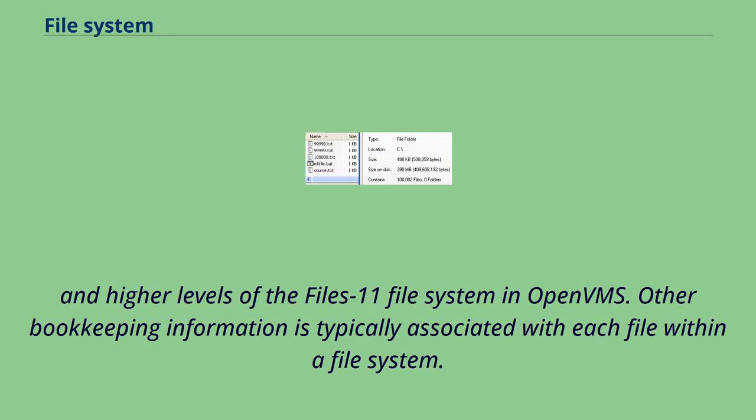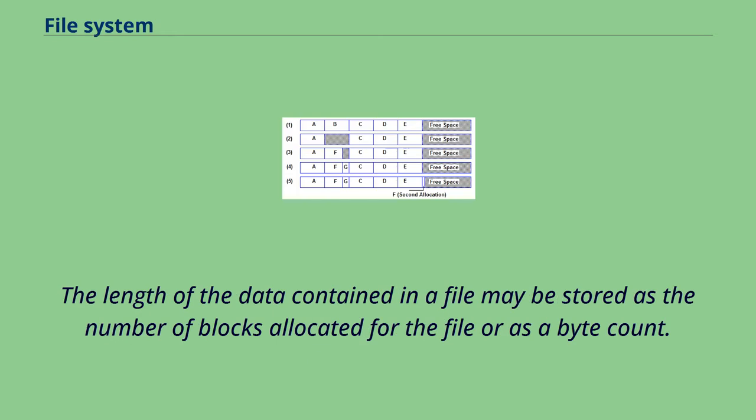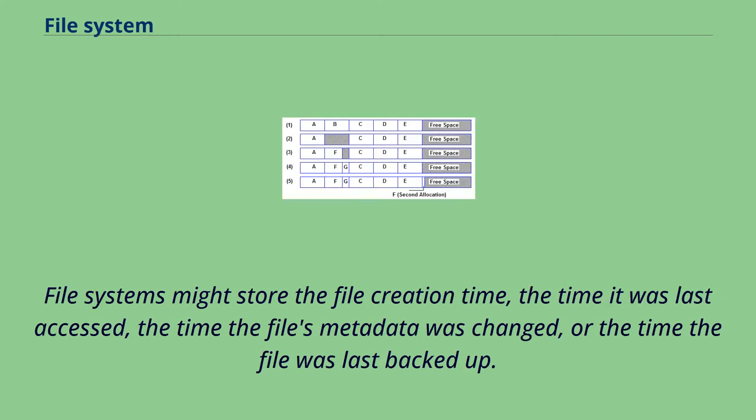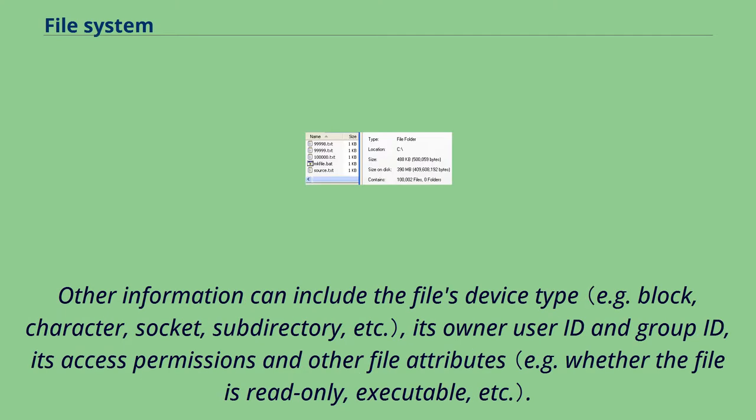Other bookkeeping information is typically associated with each file within a file system. The length of the data contained in a file may be stored as the number of blocks allocated for the file or as a byte count. The time that the file was last modified may be stored as the file's timestamp. File systems might store the file creation time, the time it was last accessed, the time the file's metadata was changed, or the time the file was last backed up. Other information can include the file's device type, its owner user ID and group ID, its access permissions and other file attributes.